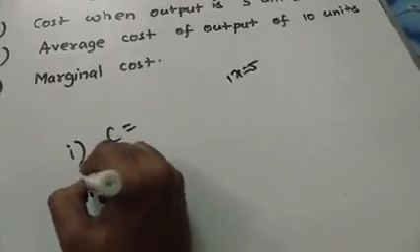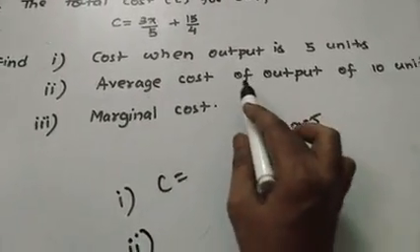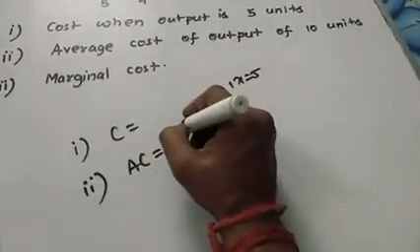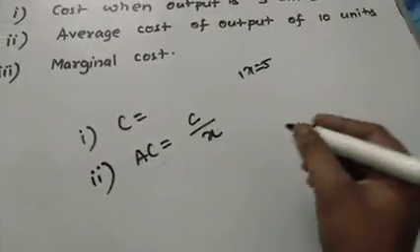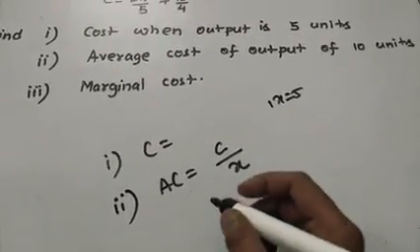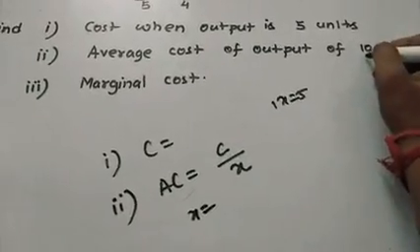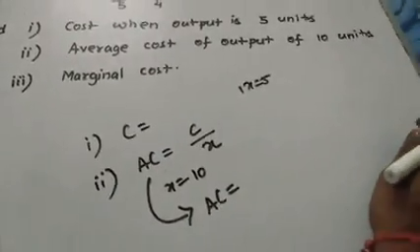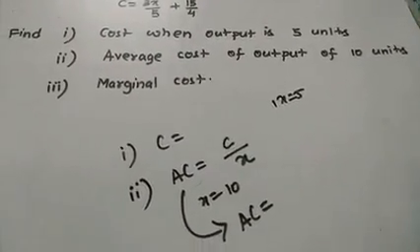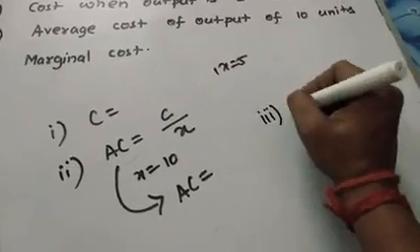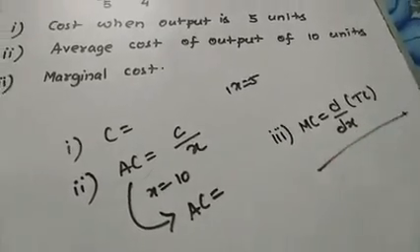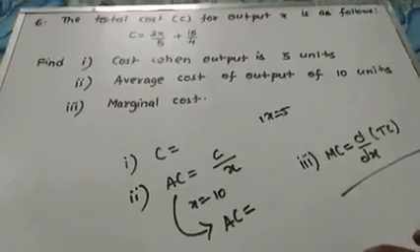Finish. Number 2, you have to find the average cost of output of 10 units. That means first of all, you have to find the average cost, that is total cost by output. And after that, by putting x equals 10, you have to find the value of average cost. Clear? And the third one is marginal cost, and marginal cost equals the derivative of total cost. What is total cost? Total cost is this. Clear? Very simple question.